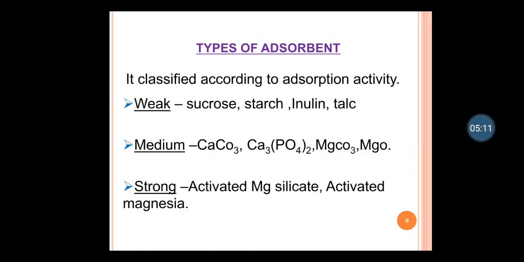The adsorbents are classified into three types according to adsorption activity. The first is weak adsorbent, the second is medium adsorbent, and the third is strong adsorbent. These are all examples of adsorbent substances.